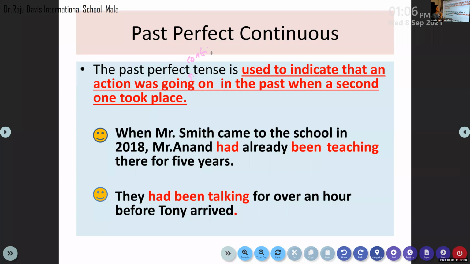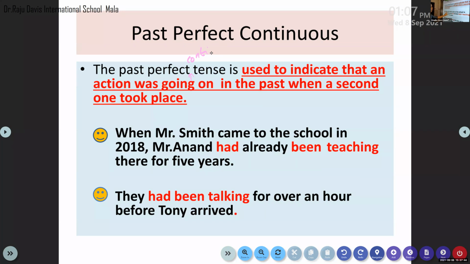When Mr. Smith came to the school in 2018. Now the year is 2021. So look at here: When Mr. Smith came to the school in 2018, Mr. Anand had already been teaching there for 5 years. So just connect it. It was the fifth year of Anand's experience. Only after that, Mr. Smith joined, right?